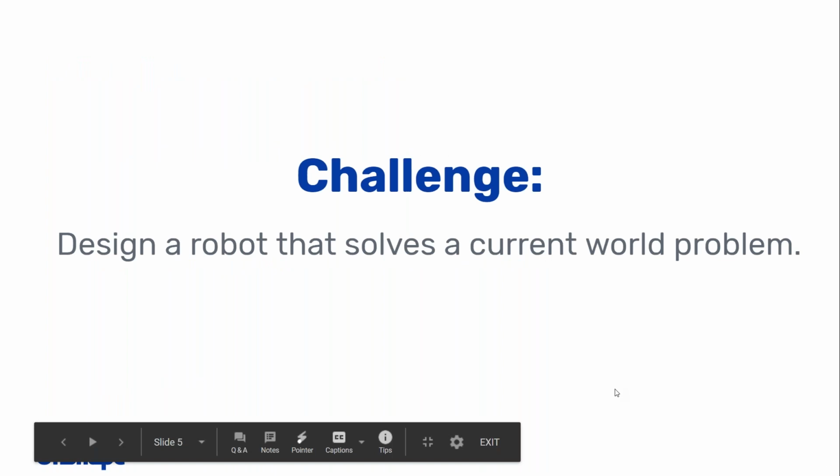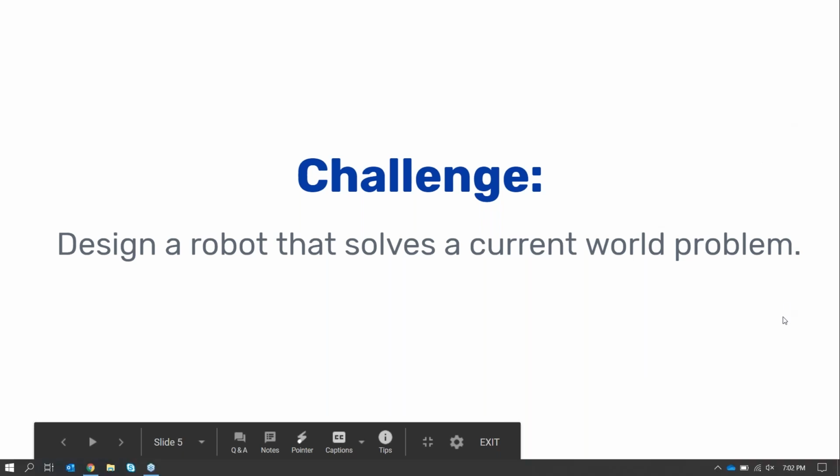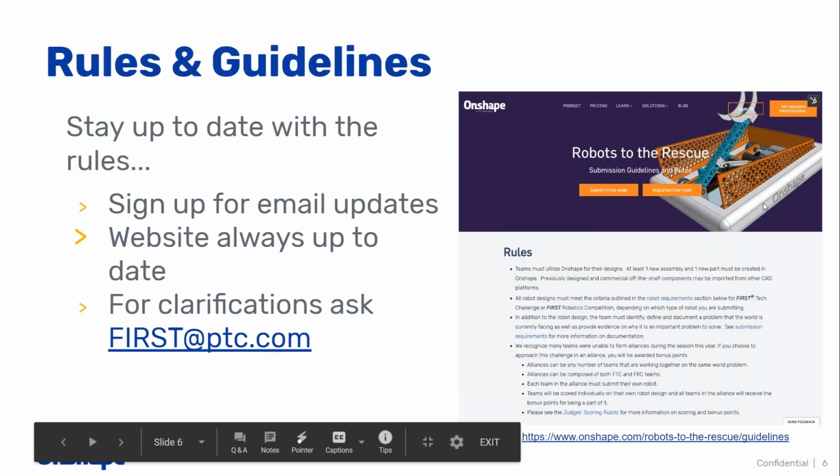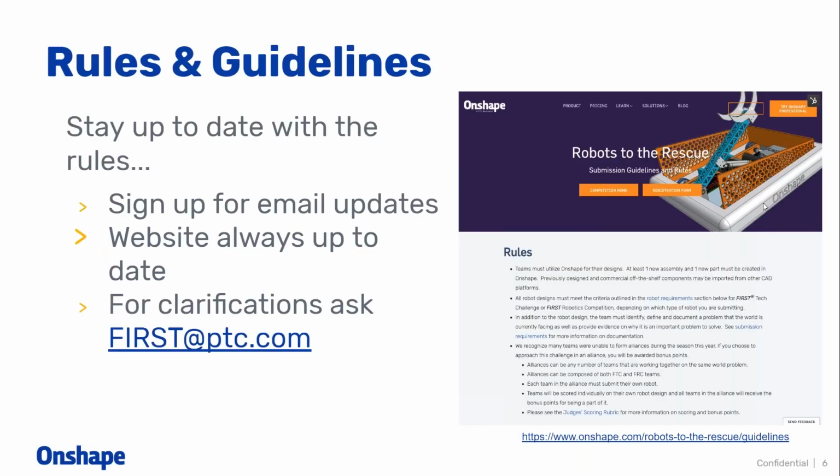And so if you haven't heard about this design challenge, the challenge is to design a robot that solves a current world problem. And you can sign up for that on our website. You can also find the rules and guidelines online. You can stay up to date with those rules as we make any clarifications. If you have any questions about those, definitely feel free to email us to ask. This is our first time putting on this challenge, so we're absolutely happy to give any of those clarifications and talk through anything that you may be confused about.